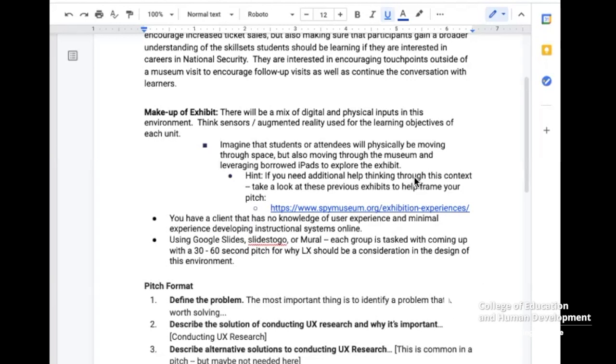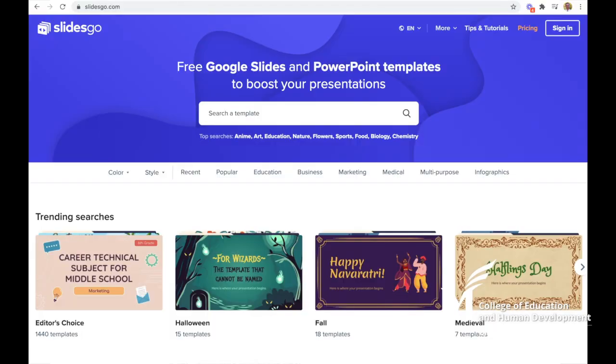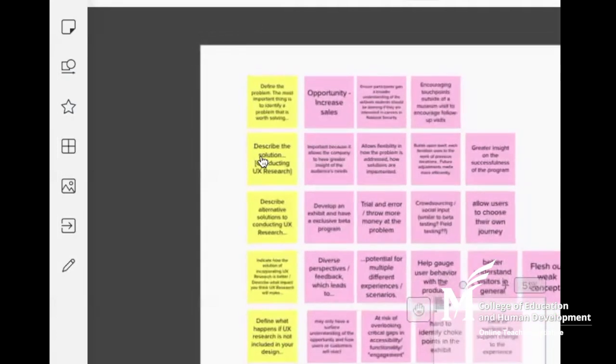And they were given a collaborative workspace using a tool called Mural and some templated slides, either through Google Slides or leveraging a tool I like to use called Slides to Go. Right here, you can see the Mural board that they had access to. They were given this collaborative workspace and asked to write a pitch so that they could deliver their idea to the larger class after 30 minutes.